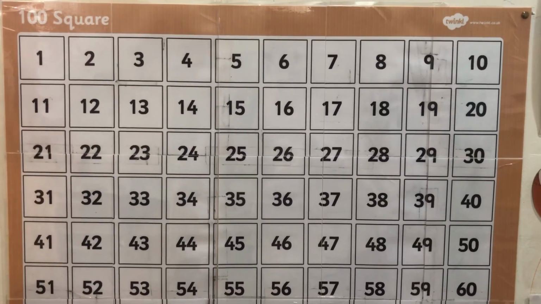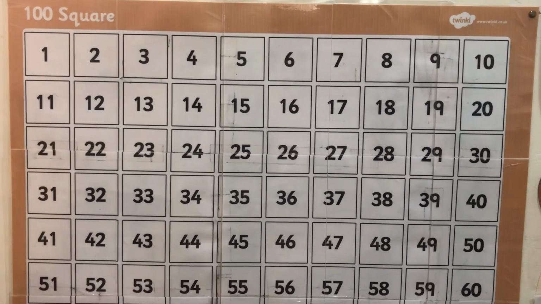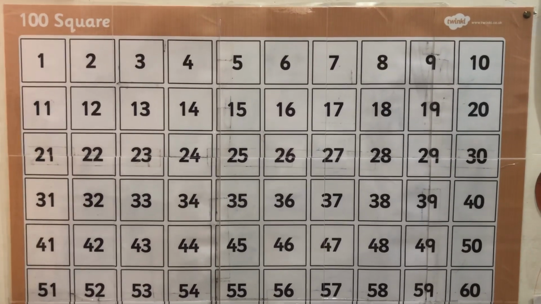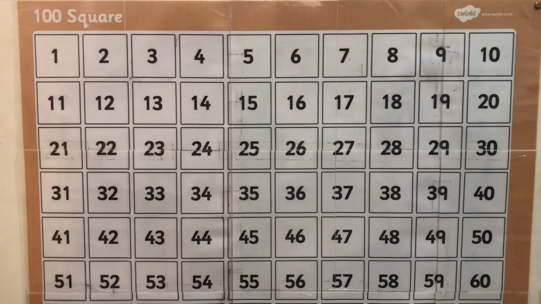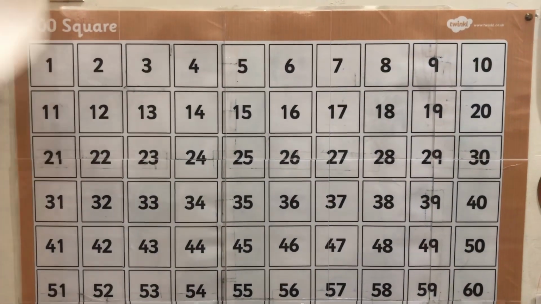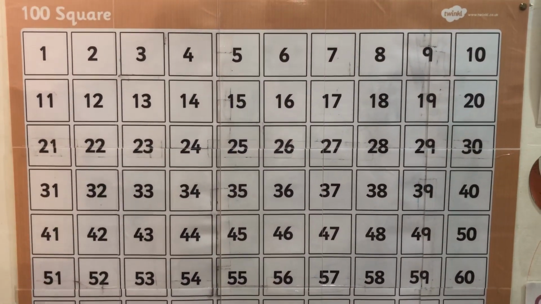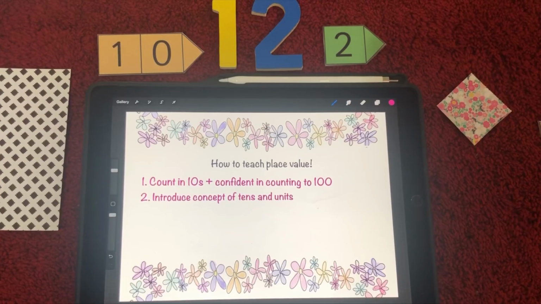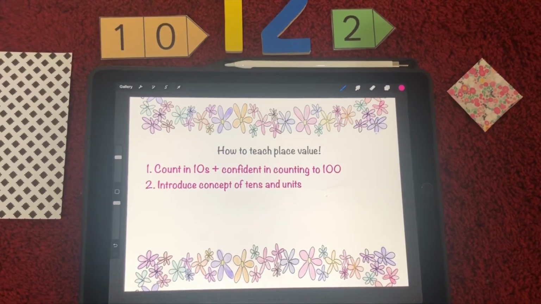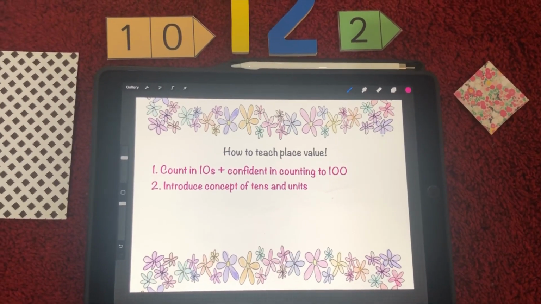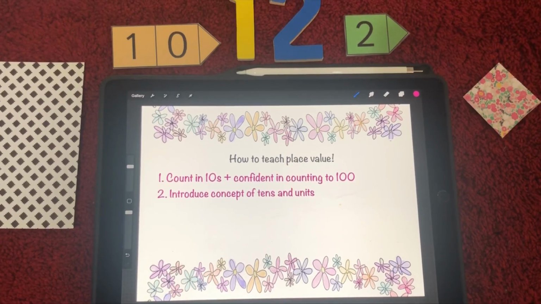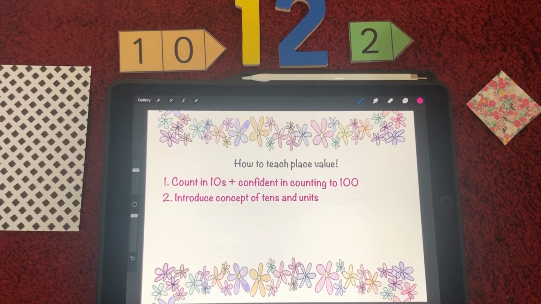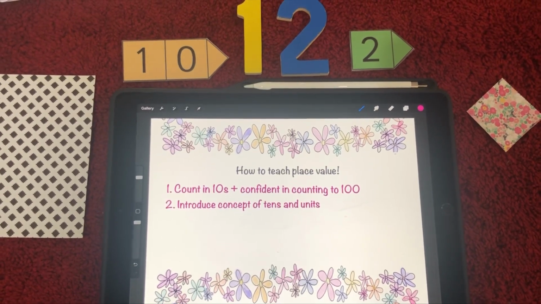Before we actually begin teaching place value, please ensure your children can count well, and also that they can count in tens. I think that's really important because once they're dealing with tens and units, they're able to count each 10 rod in tens, 20s, 30s, and so on. So we've covered point 1, where we said ensure your children can count in tens and they're confident in counting from 1 to 100.